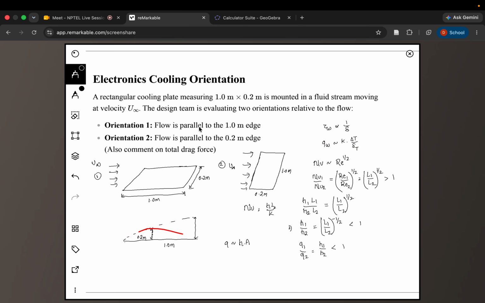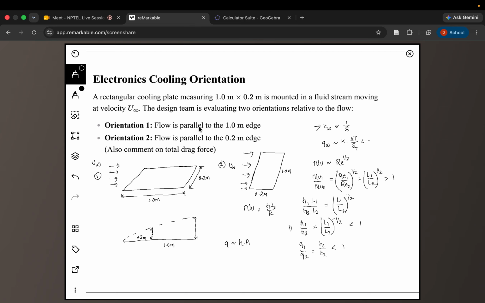So at 1 meter, I'll have a much thicker boundary layer compared to at 0.2 meter. Which would mean 0.2 meter will give me more heat flux compared to the 1 meter one. Either way, you would reach the same conclusion. And the important point here that keeps coming up when you deal with convective heat transfer is the second aspect with respect to the total drag force and the shear stress.